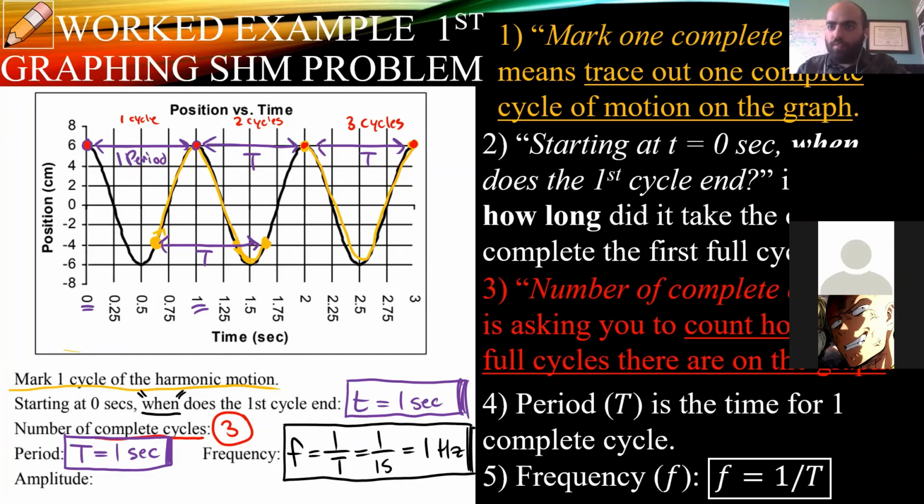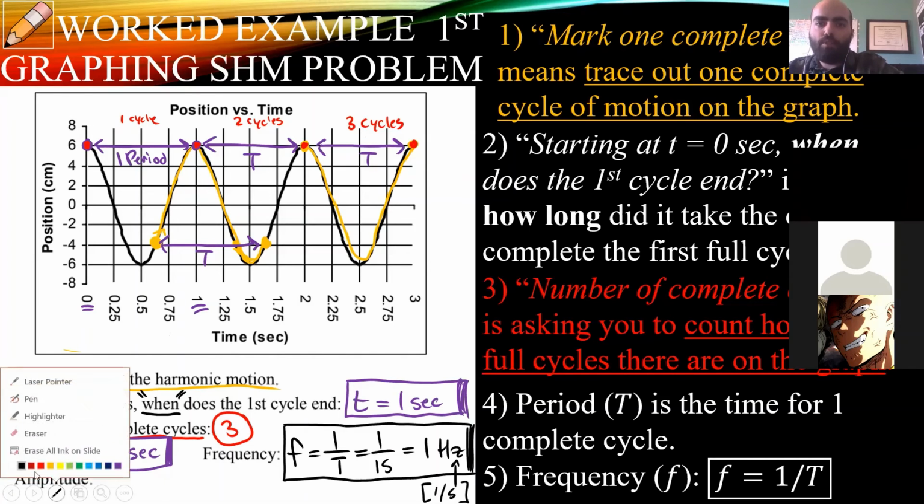Hertz is just the unit for frequency, and that means cycles per second. It's units of cycles per second, but cycles aren't a real unit, so really we just call them hertz. The 1 over seconds that we get from this unit right here are what we call hertz. So that's our frequency. And last but not least, they want us to find the amplitude.